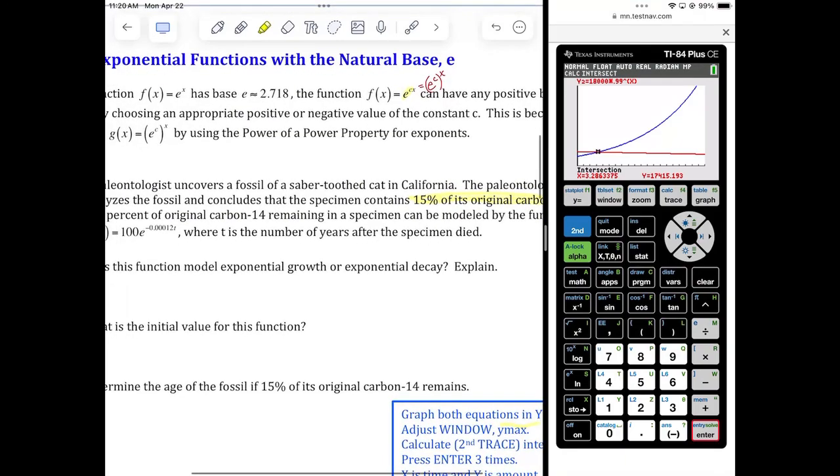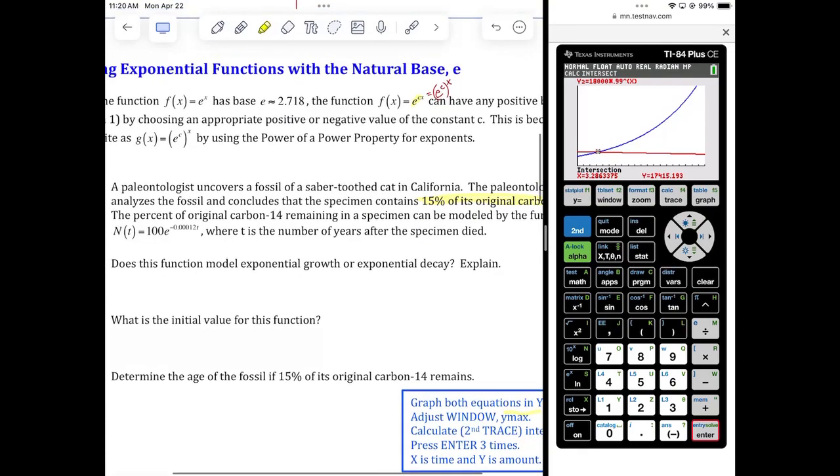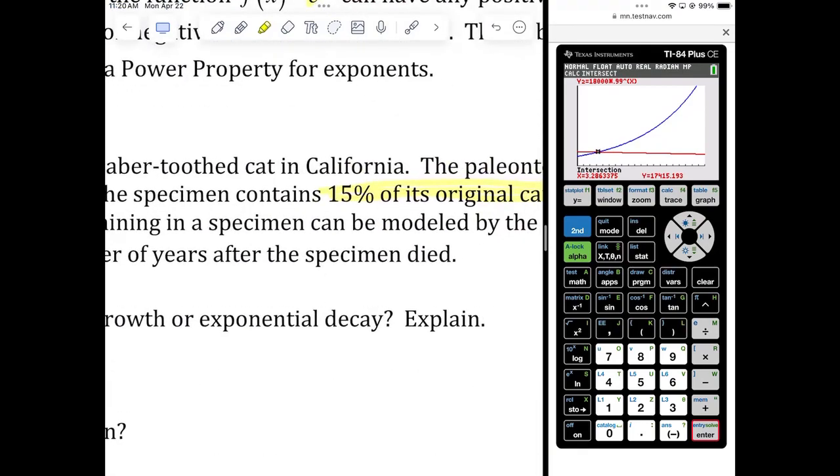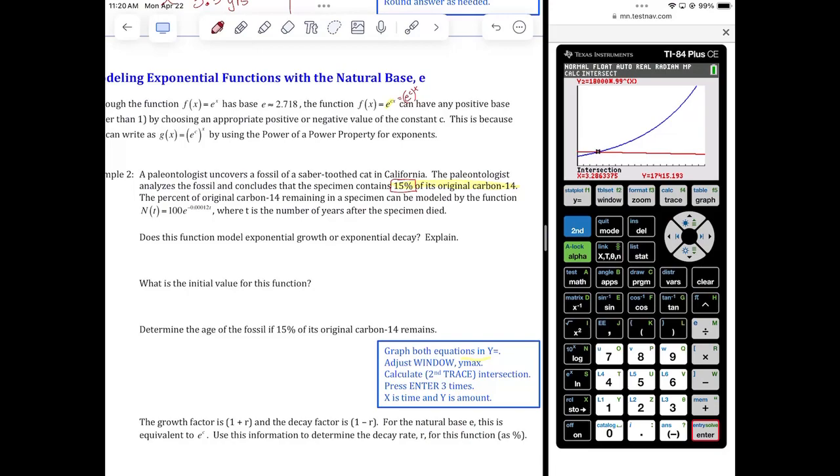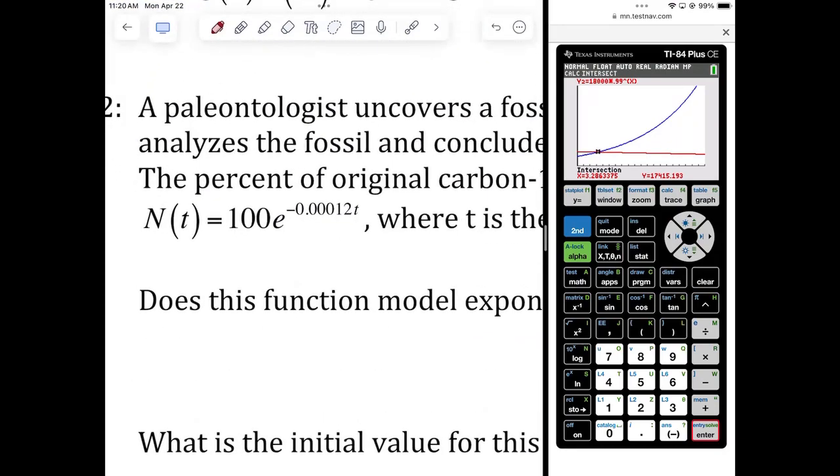So here's what happens. The paleontologist concludes that there's 15% of the carbon 14 left, 15% of the original amount of carbon 12. It can be modeled by this equation. There are ways to write this equation. I'm not going to get into the specifics, but you're handed this equation. So we're using N of T instead of y. Is that okay? What could N possibly mean? Why N?